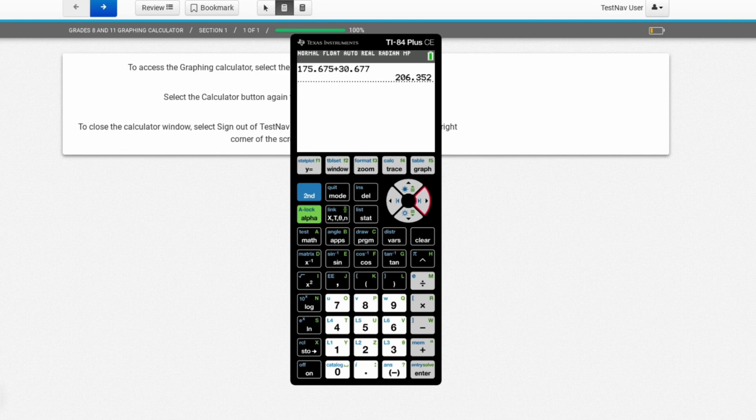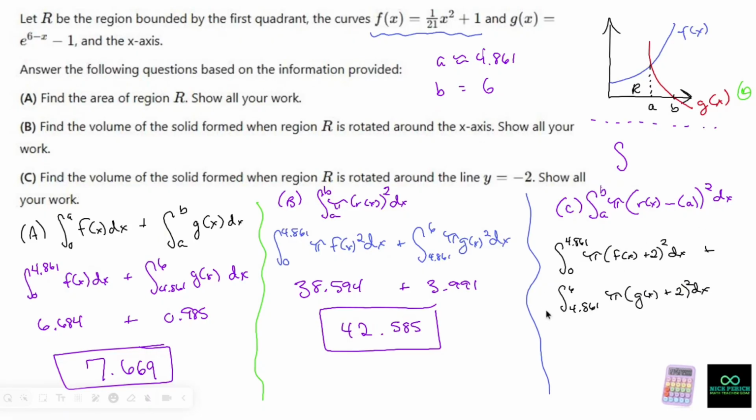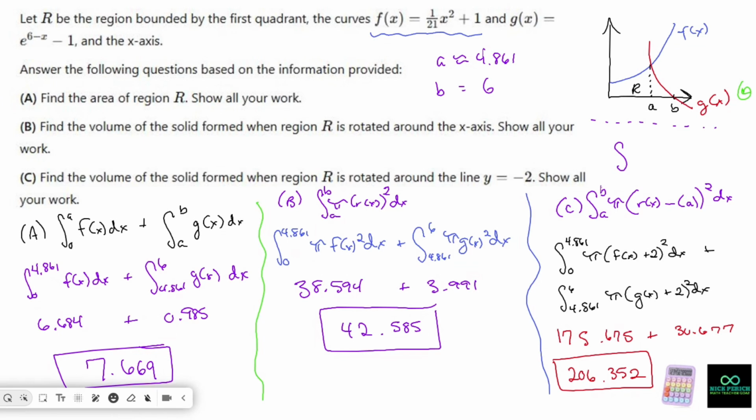Thank God. All right, so this top guy ended up being 175.675. This guy ended up being 30.677. And when we added them together, we got 206.352.